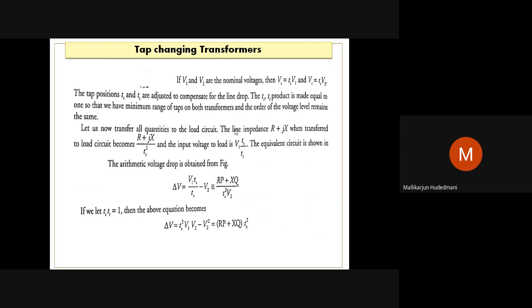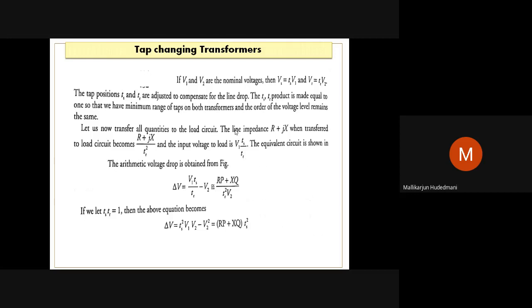Let us now transfer all the quantities to the load side, which I was speaking to you about. The line impedance being R plus jX is to be transferred to the load side as R plus jX divided by TR square. You must know the shifting of impedance of a transformer from primary circuit to secondary and secondary circuit to primary. You might have learned it, or most probably you remember this. When I shift that impedance, it becomes divided by TR square, the ratio squared. And when I take the input voltage to the load side to represent V1 on the secondary side, it is V1 actual times Ts by TR as the ratio.